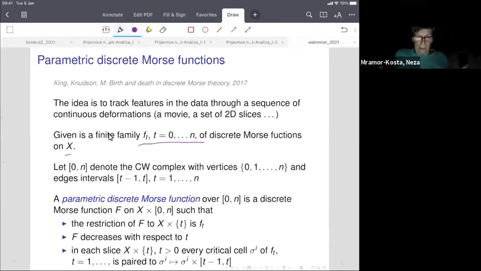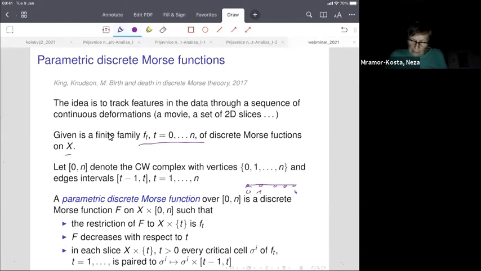And now what is the parametric discrete Morse function in this case? First of all, we define a really simple CW complex, which consists of a bunch of vertices and the edges connecting them. Let's say this is 0, 1, and so on up to n. Now a parametric discrete Morse function over this simplicial complex from 0 to n is going to be a discrete Morse function which is really an extension of this family of functions given on X. So it's a discrete Morse function on the product of X times this simplicial complex.